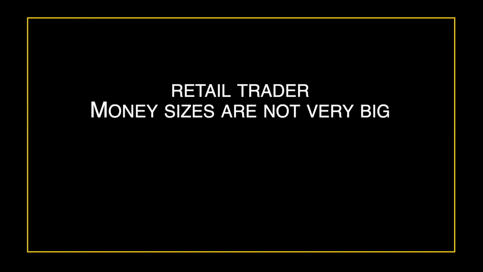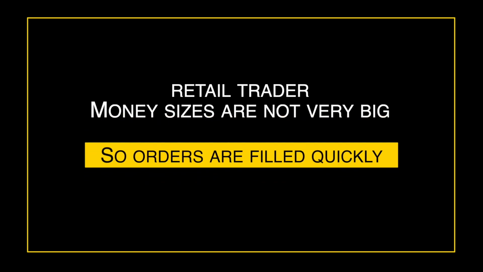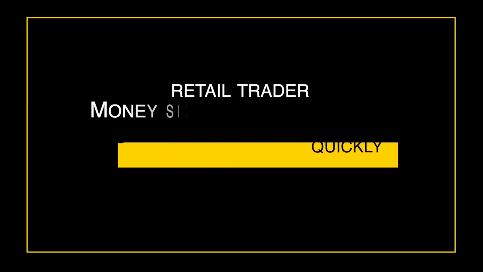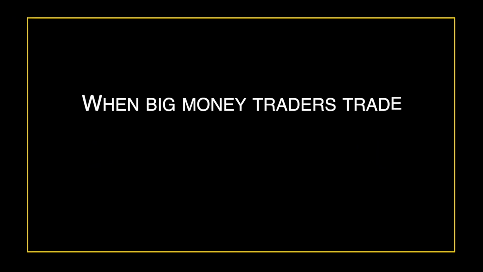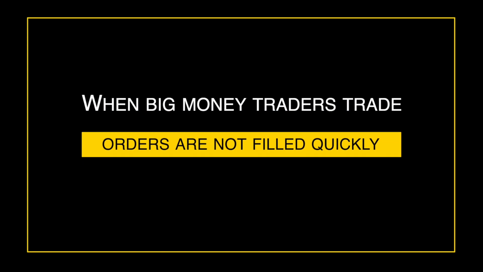Now, when we trade, or when any other retail trader trades, our trade sizes are not going to be very big, as our capital is just a fraction of that of the big money. This in turn will get our orders filled very quickly, as the liquidity in the forex market will be able to easily accommodate the orders that we place. But when the big money trades with their millions or billions of dollars, they do not have the luxury of their orders or their trades getting filled with ease.